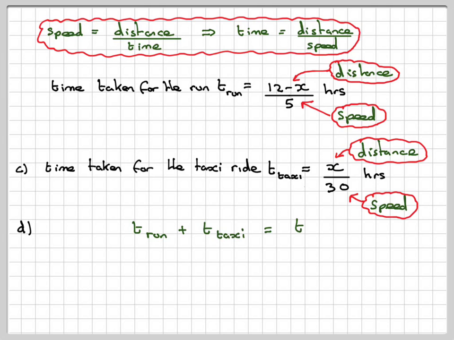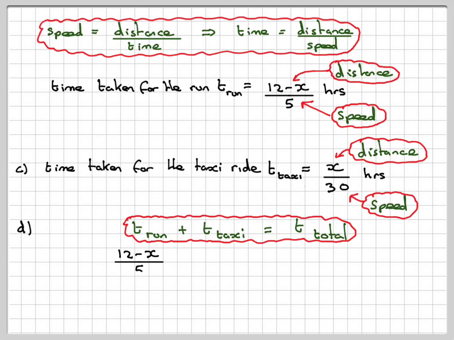Now, for part D, we've got to form an equation and solve it. So we know that the time for the run plus the time for the taxi ride must be equal to the total time. So the time for the run was 12 minus X over 5 from up here. The time for the taxi ride will be X over 30. And the total time taken was 3/5 of an hour. Remember, that was the time from 6:54 to 7:30.